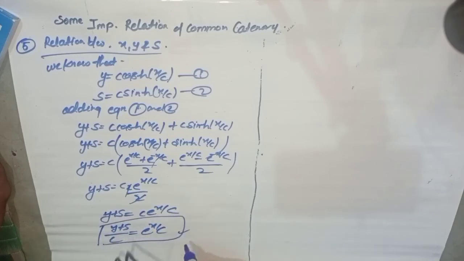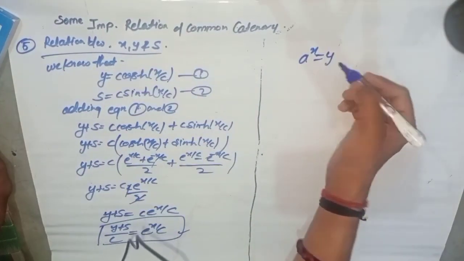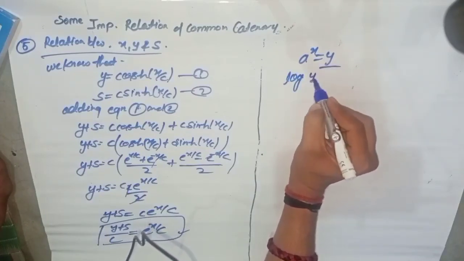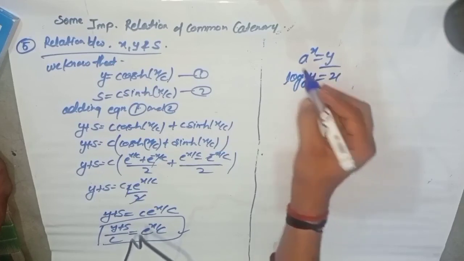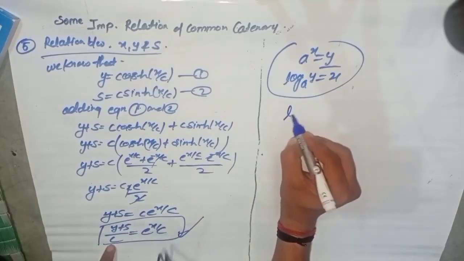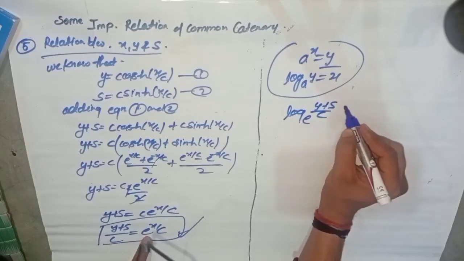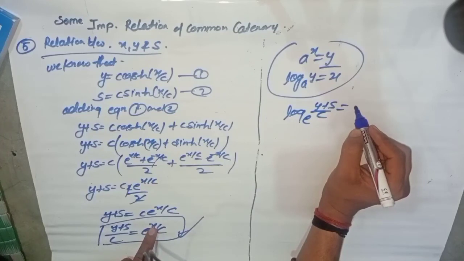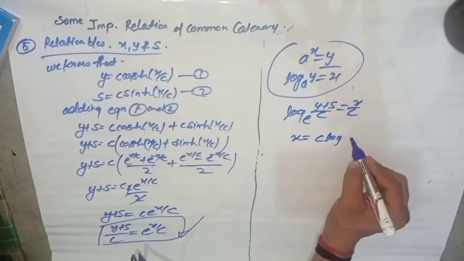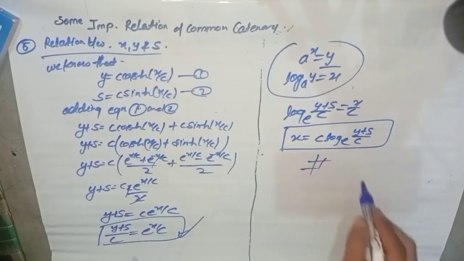Now this relation is written in log form. We know that if a number is written as a to the power x equal to y, this can be written in log form: log of y to the base a equal to x. Similarly, we can write this relation in log form: log of (y plus s) by c to the base e equal to x by c. Now we get x equal to c log of (y plus s) by c to the base e, hence proved.